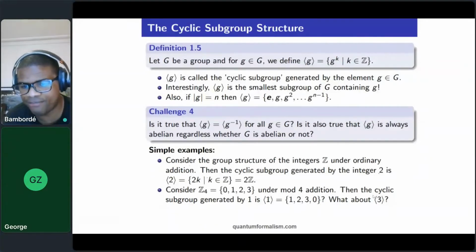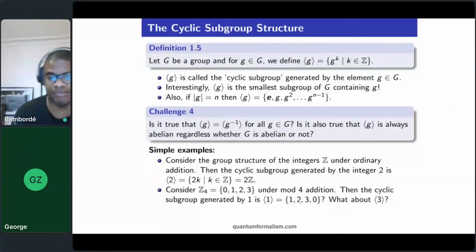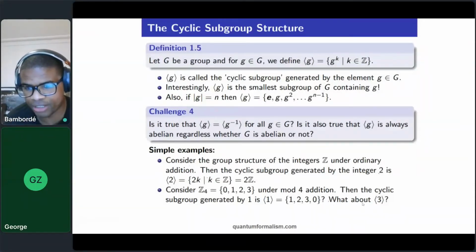And the other question I leave to you to scratch your head over. Obviously you will be able to confirm this by looking at the table. The question is, what about the cyclic subgroup generated by 3, by this element here? Again, I'm very confident that you should be able to see this.